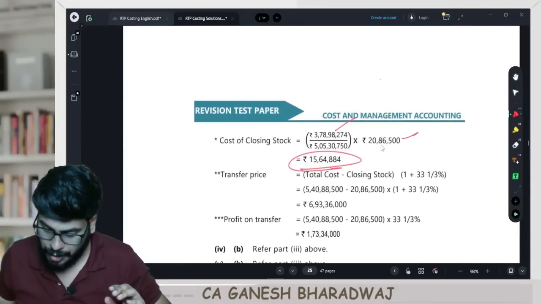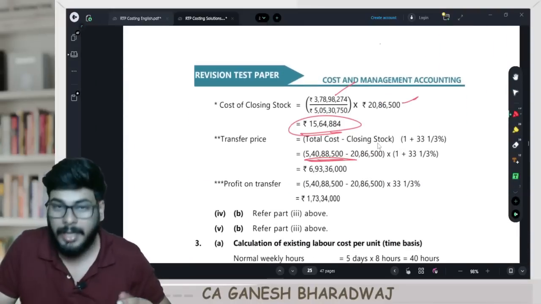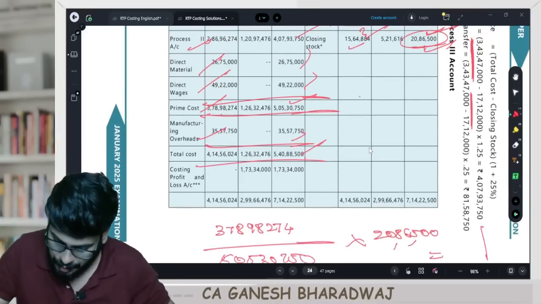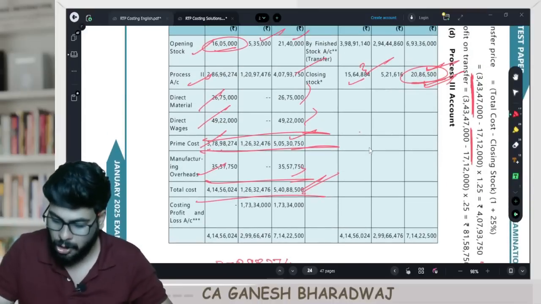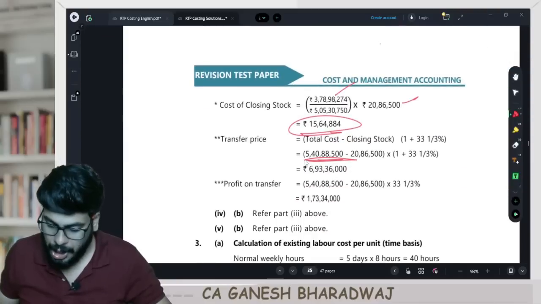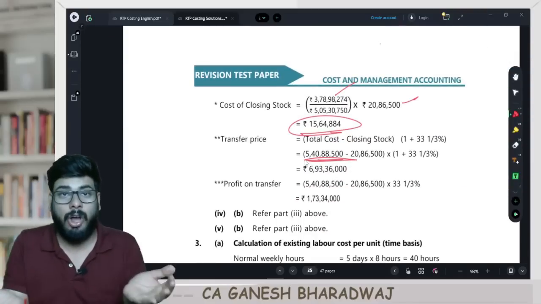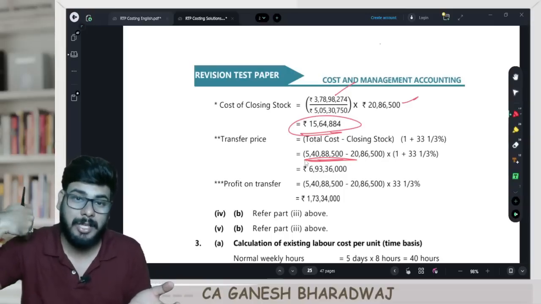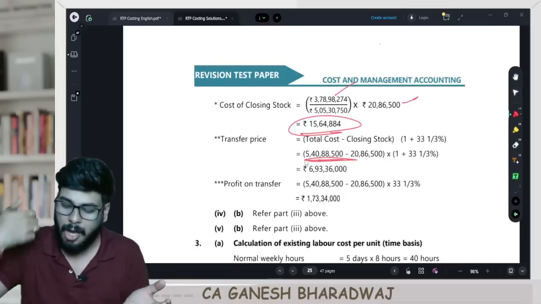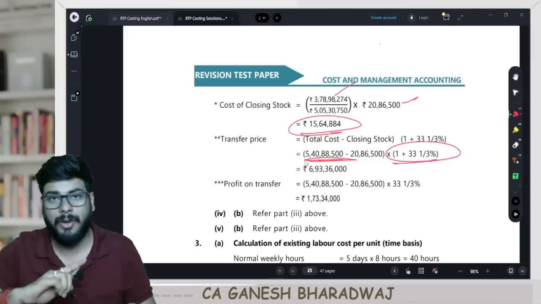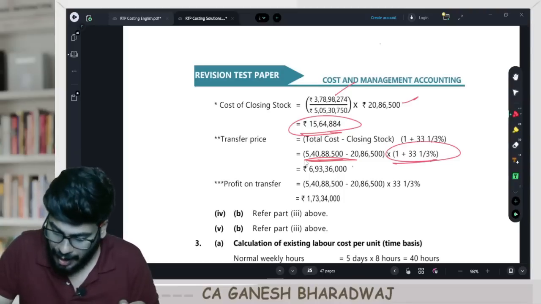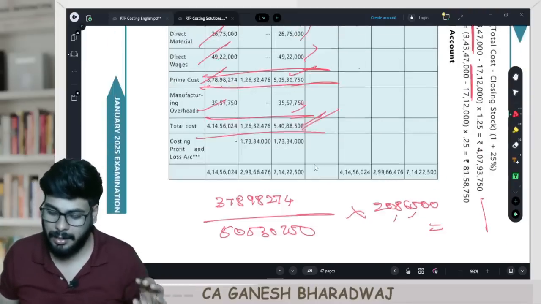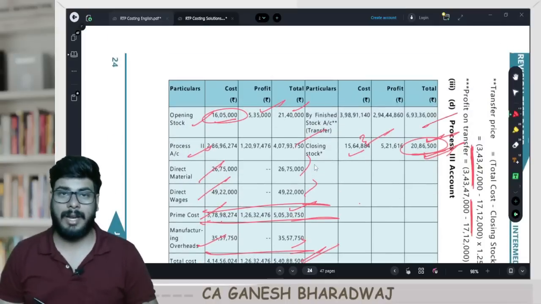So here what you will do, transfer price, the total cost, that is total cost of process 3, which is 540,88,500. This figure is given here, minus the closing stock of 20,86,500. If you do that, that is ideally the cost of the units transferred to the next process. This is going to be the cost from the perspective of process 3. On that, you load this profit of 33 1/3 percent, you arrive at the transfer price value of 6 crore 93 lakhs and 36,000, right? This is how you arrive at this figure.